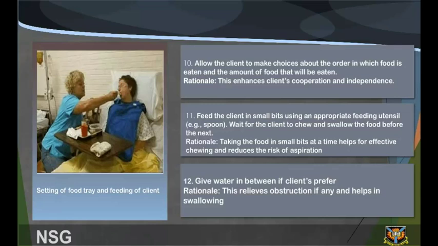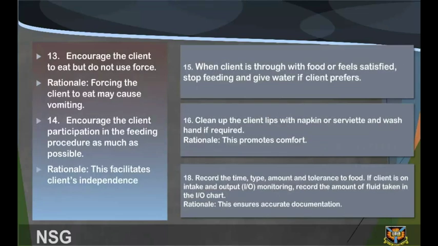11. Feed the client in small bits using an appropriate feeding utensil, for example, a spoon. Wait for the clients to chew and swallow the food before the next. Taking the food in small bits at a time helps effective chewing and reduces the risk of aspiration. 12. Give water in between if clients prefer. This relieves obstruction, if any, and helps in swallowing. 13. Encourage the clients to eat, but do not use force. Forcing the clients to eat may cause vomiting.